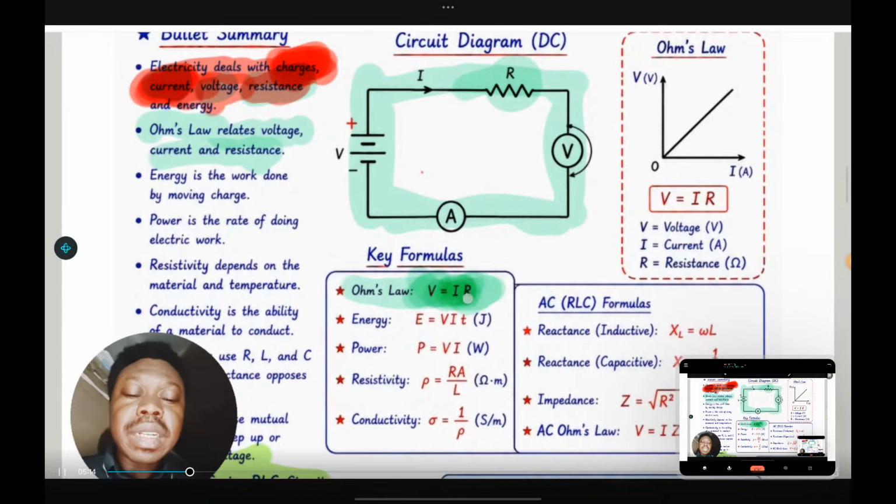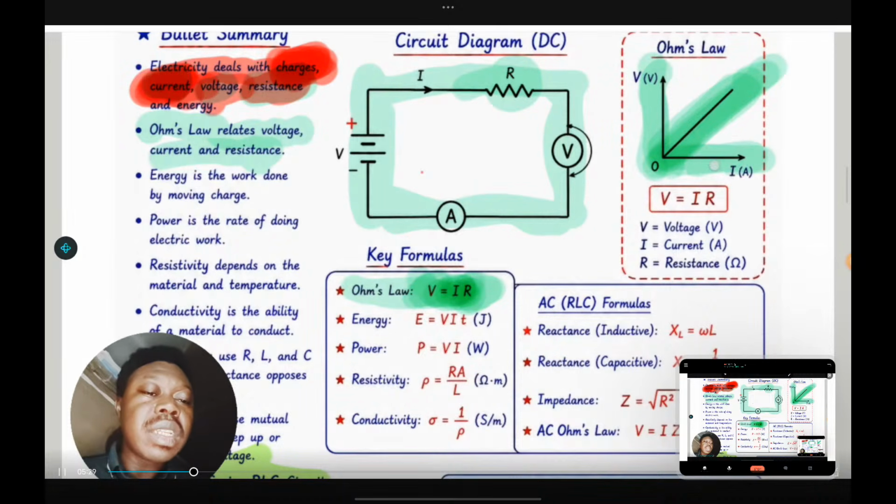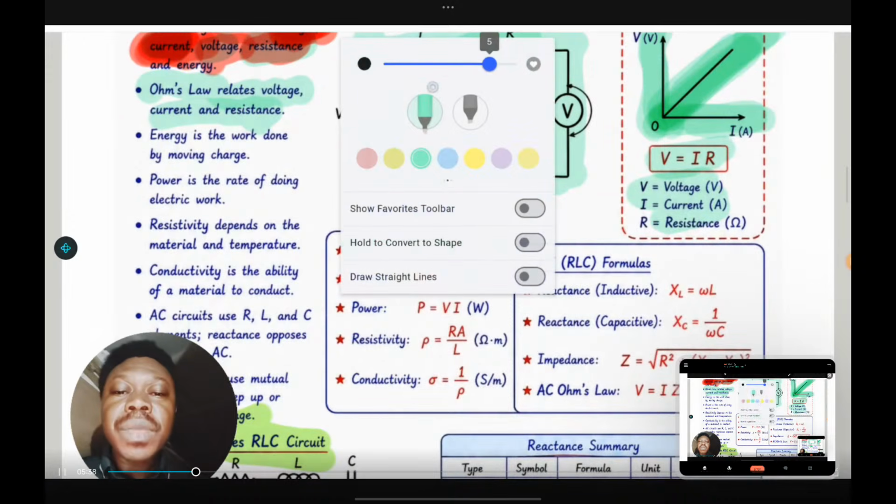If you look at this graph, this straight line, the line of best fit, indicates resistance, a constant value. This is voltage and this is current. If you are asked to plot voltage against current, or to solve any problem, this is what you need to observe. Please take note of all this.